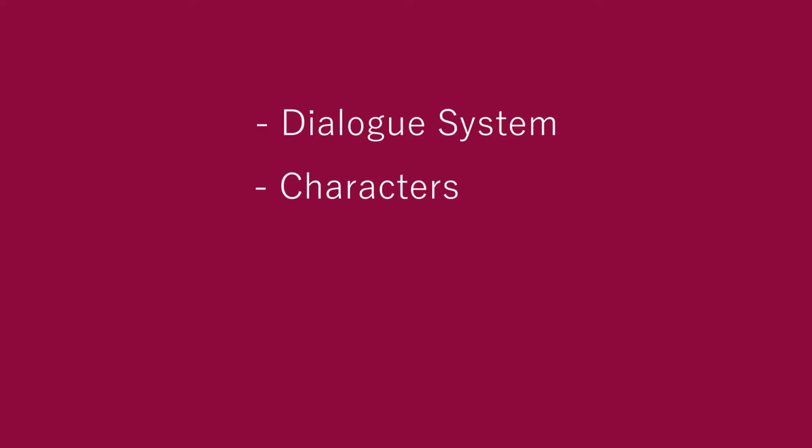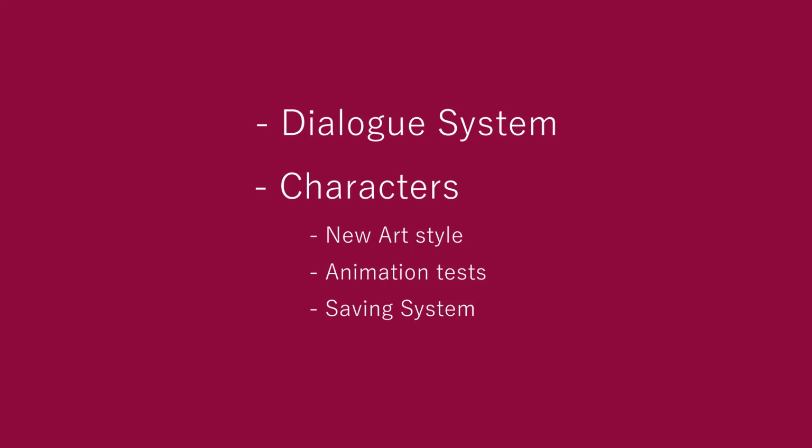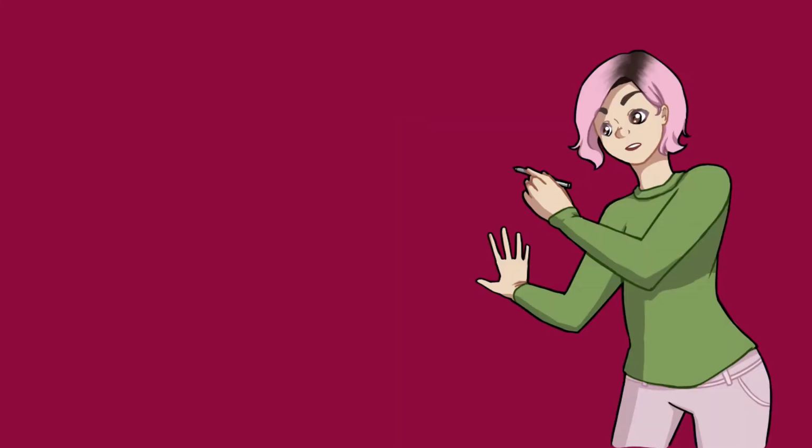In the last devlog, I explained my thought process behind the dialogue system, the guidelines I designed in order to create the characters, and a few other smaller changes, such as a new art style, a few animation tests, and a saving system. When I talked about the new art style and the animations, I mentioned I needed to separate the upper body from the lower one. Let's go over that first, okay?